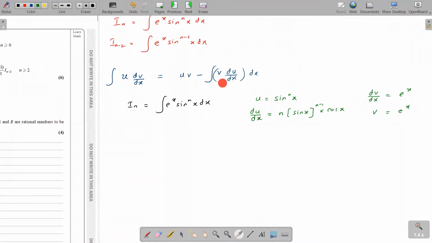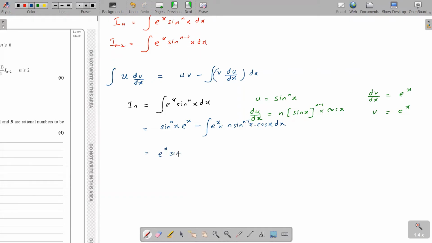So the rule is given here. Shall we directly apply it? When you integrate uv, who is your u? U is sin^n x. V is e^x. Are you with me? Minus the integration, v is again e^x, du/dx is n sin^(n-1) x cos x dx. Is that okay? Shall we rearrange it?